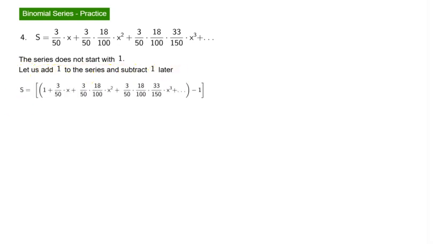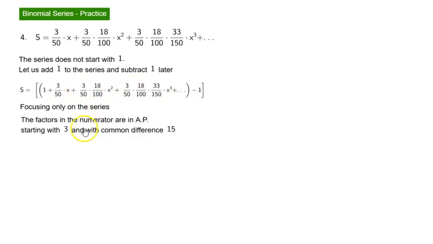So we have s is equal to 1, which we have added now, 1 plus 3 by 50 times x plus 3 by 50 times 18 by 100 x square, and so on. And finally, we subtract 1. Now, focusing only on the series. The factors in the numerator are in AP, 3, 18, 33, and so on, starting with 3 and with common difference 15.